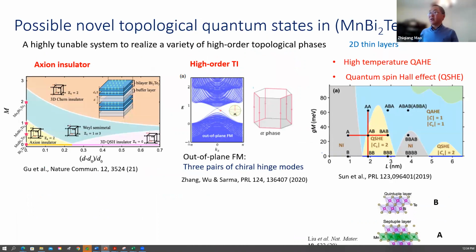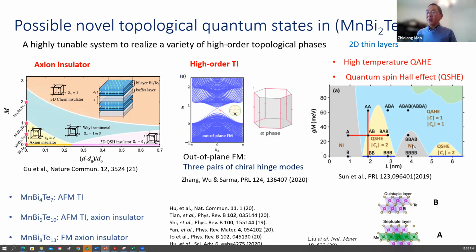So these heterostructure compounds, as I just stated, can also realize a range of topological states, including axion insulator and higher-order TI. If the system shows out-of-plane ferromagnetism, it can be a higher-order TI with 3 pairs of chiral hinge states, as shown in this schematic. If reduced to a 2D thin layer, they can show a variety of topological states, including high-temperature quantum anomalous Hall, quantum spin Hall, and so on.